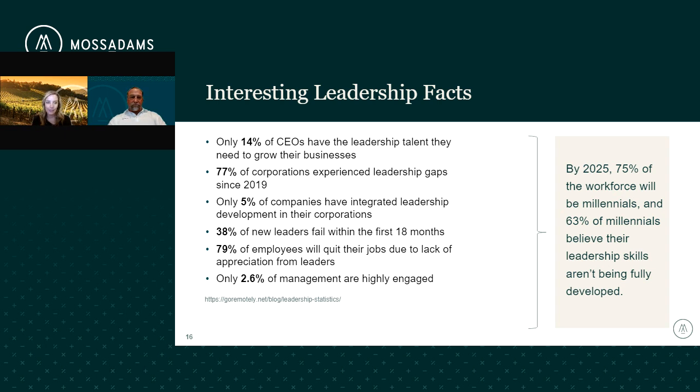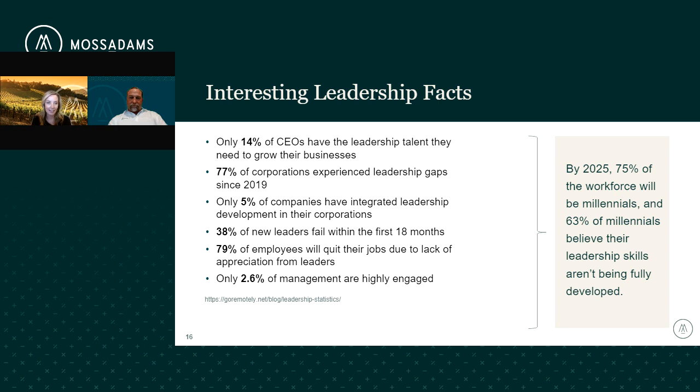The other one that I really want to highlight here is that 38% of new leaders fail within the first 18 months. If we're seeing an almost 40% trend line of new leaders coming into a position and then being unsuccessful, that's either because they don't have the skills to be successful or they don't have a development path that is helping them be successful.